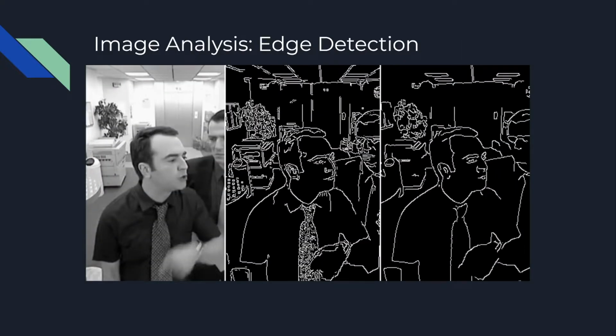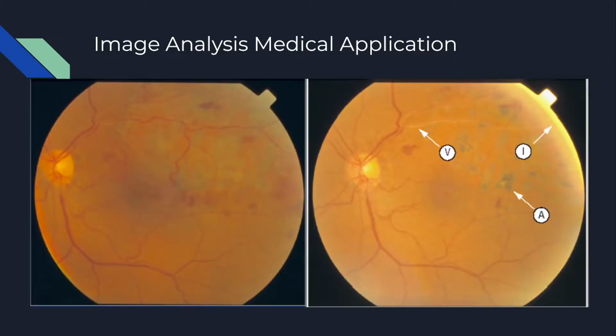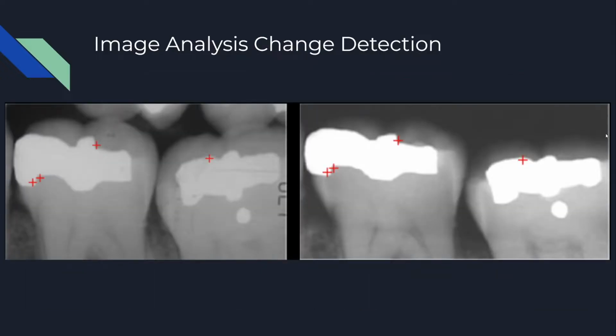This is an example of image analysis, which is edge detection. And this is an example of a real-life application of image analysis, which is the medical application, where it can detect changes in the eye. This is another medical example of image analysis, which is checking for differences in the teeth structure.